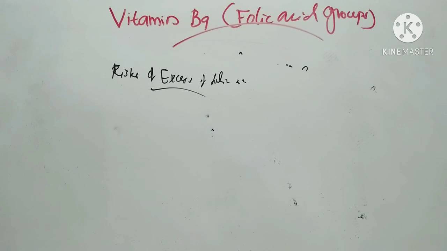Dosage over 1 mg may cause aggravation of vitamin B12 deficiency and may cause irreversible nerve damage. There will be antagonism between folic acid and the anticonvulsants used in the treatment of epilepsy. Then the solubility of folic acid is low, so if large doses are given parenterally, there is risk of crystallization in kidney tubules, which leads to renal damage. These are the risks of excess of folic acid.